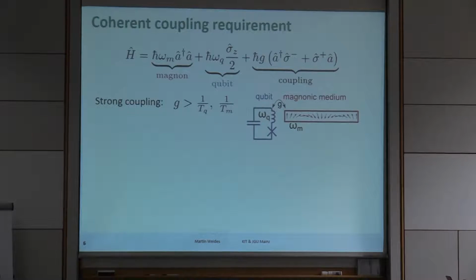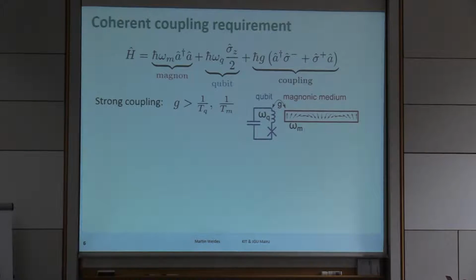Now, a requirement for this implementation is to have strong coupling. The system is described by the Jaynes-Cummings Hamiltonian, which you have also seen a couple of times during this conference. We have a harmonic oscillator, the magnon, and a two-level system, a qubit, and then there's a coupling term. The strong coupling limit is reached if the coupling strength g, this term, is larger than the inverse lifetime of the magnon and the qubit.